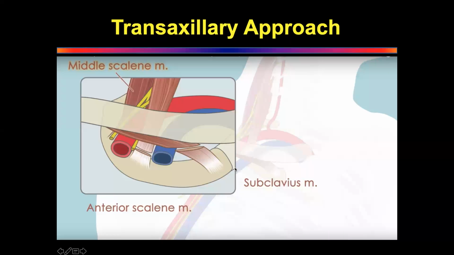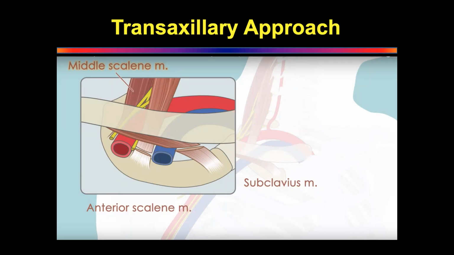Yes, sir. What else will you encounter in the transaxillary approach? Sir, the intercostobrachial nerve that we should preserve. That is correct. The intercostobrachial nerve, which you have to preserve. What else?